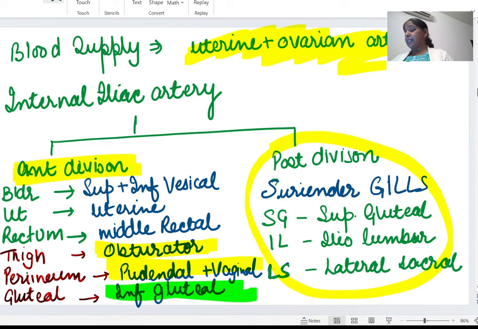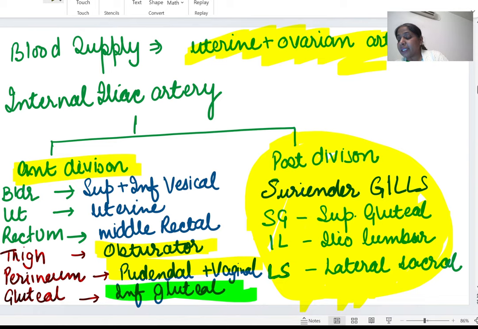What are the three branches of the posterior division? Write, everybody. Surinder Gill: SG stands for superior gluteal, IL stands for iliolumbar, and LS stands for lateral sacral. These three branches are very easy. You can learn them with this mnemonic: Surinder Gill.